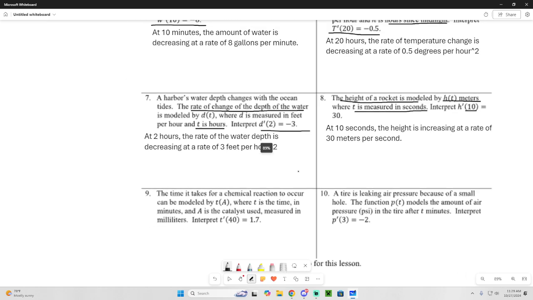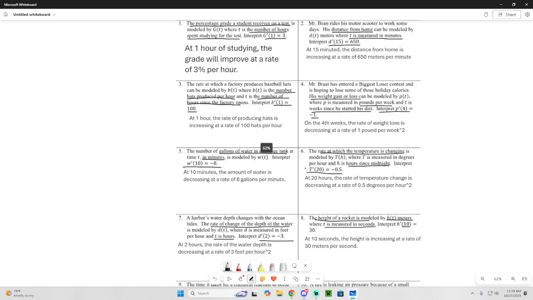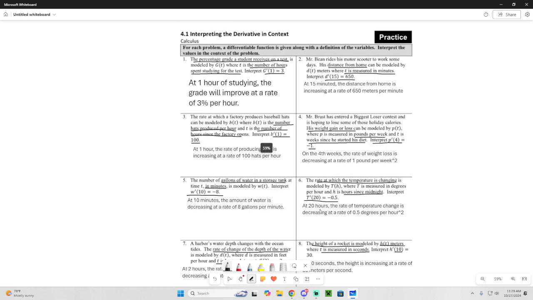I'm not gonna do the last two because they're pretty much the exact same. So that's it for 4.1. 4.1 is a pretty easy unit if you've been following so far and you understand the concept of derivatives. The next unit might be pretty tricky if you haven't taken a physics class.